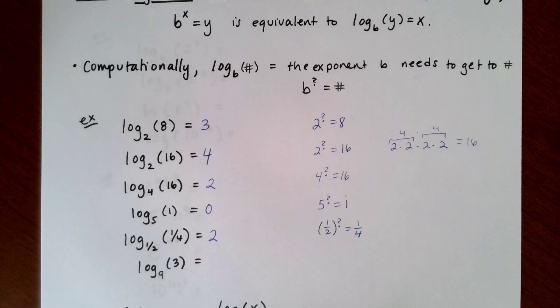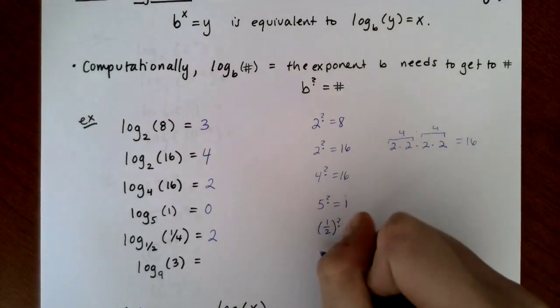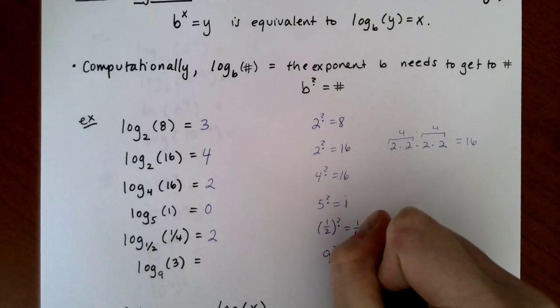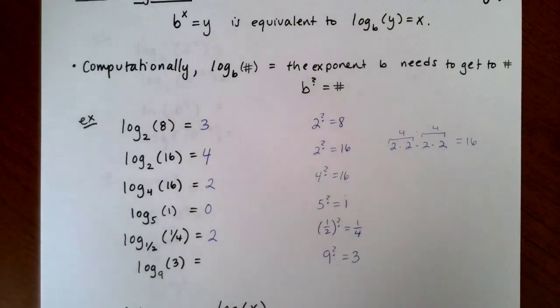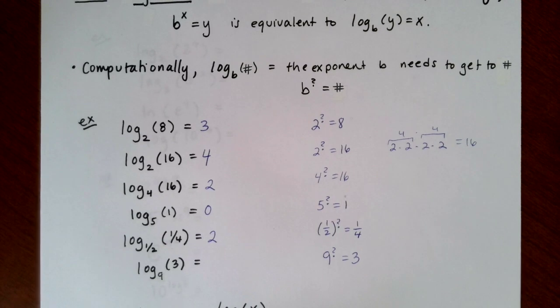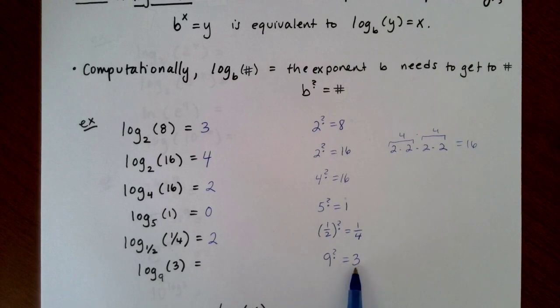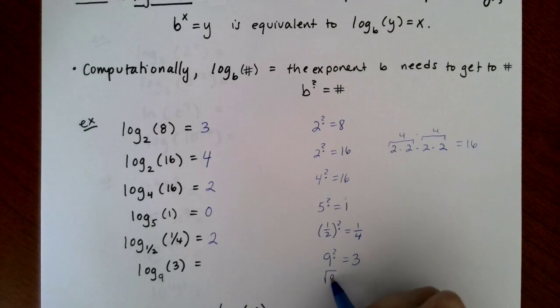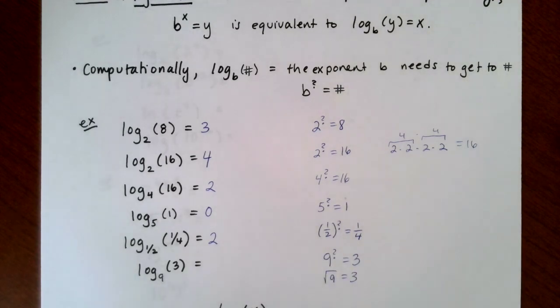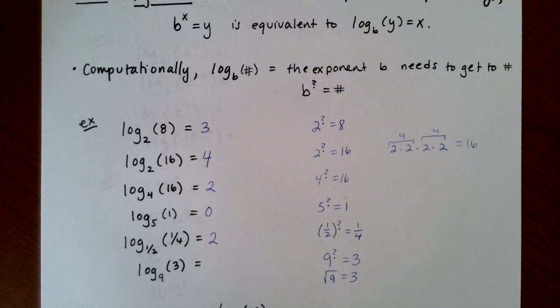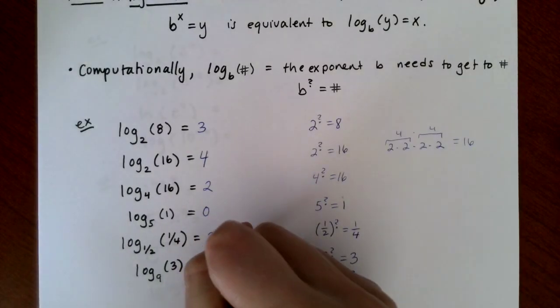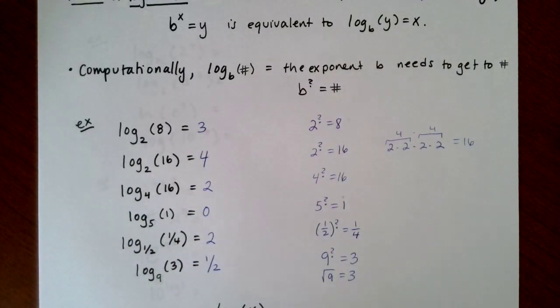We could also do log base 9 of 3. We're saying what exponent does 9 need to get to 3? And this one's really unusual because the square root of 9 is 3, right? This is like trying to get smaller. So because the square root of 9 is 3, that would be the 1/2 exponent. So this output right here is 1/2.